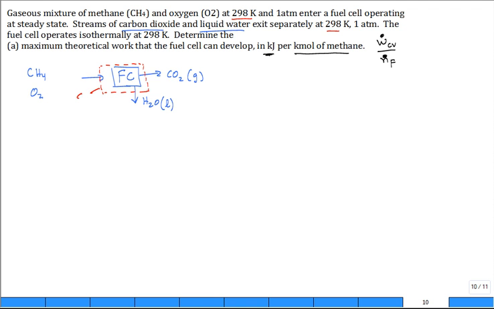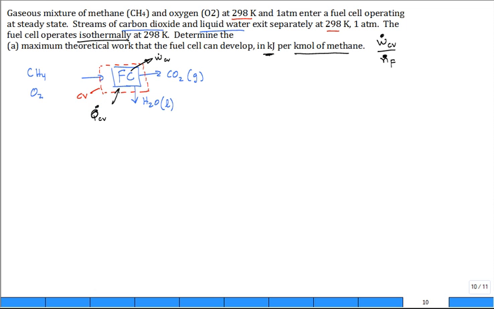around this fuel cell. For that control volume, we'll have the concept of W dot out of that control volume. And also we can have Q dot in for that control volume. There's nothing said about Q dot. It doesn't say it's an adiabatic fuel cell. It just says it's isothermal, or it operates isothermally. All right.